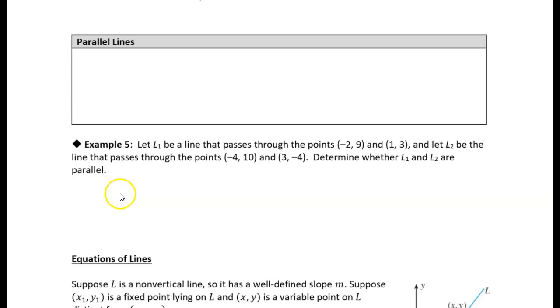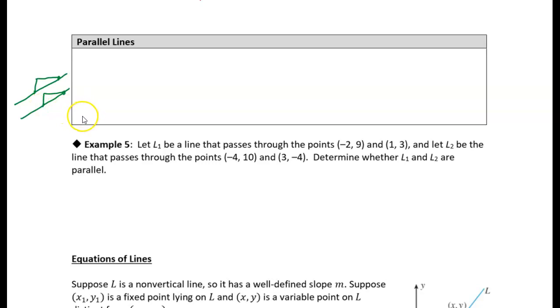All right, let's talk about parallel lines. Now, parallel lines are just lines that are parallel to each other. They never meet. They're two lines in a plane that never meet. All right, and it turns out that their slopes are the same. If you look at the rise over the run of either one of these lines, you'll get the same value. Okay, so their slopes are the same.